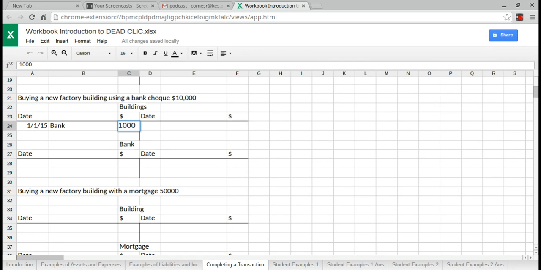In the third column, put in the 10,000 and then go down to the bank T account or ledger account, record the date. In the note, put in the opposite account in which the debit entries occurred, and that's buildings. Okay, and it's 10,000.